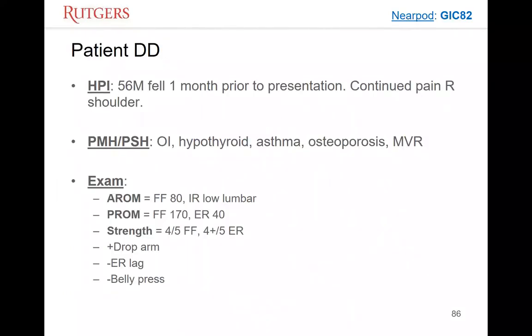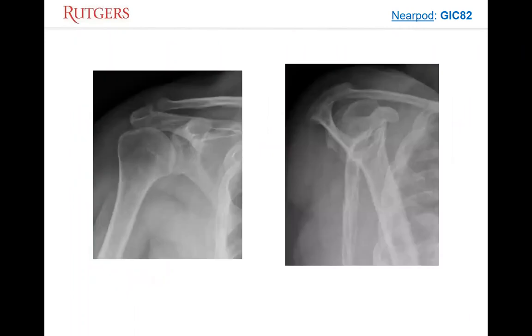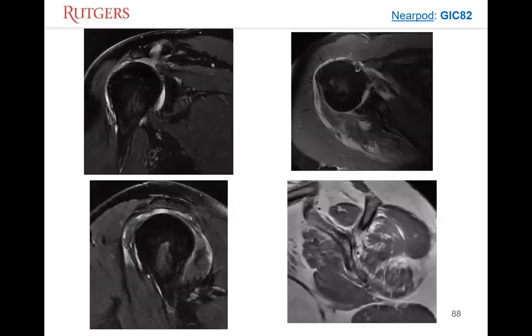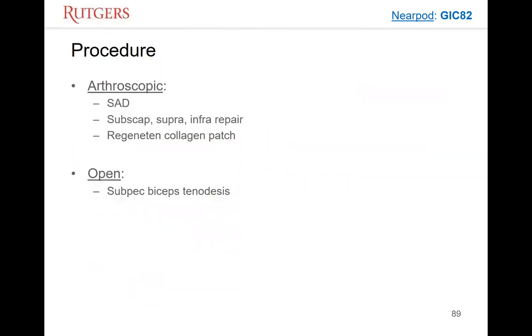So let's go back to our cases real quick. The first patient was the 56-year-old with the acute injury and suboptimal MRI slices. They underwent an arthroscopy, and intraoperatively, there was a complete rupture of the long head biceps. There was a partial thickness subscap tear, massive supraspinatus and infraspinatus tears with retraction to the level of the glenoid, all of which were able to be repaired primarily.